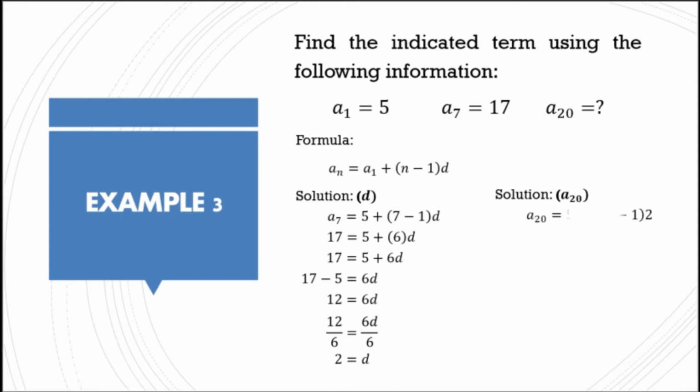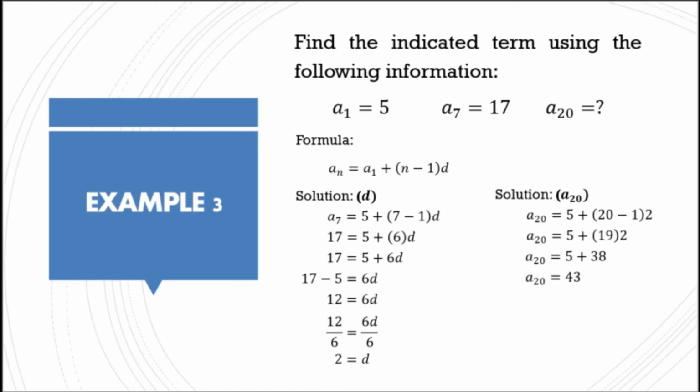Using the same formula, we have a sub 20 equals 5, the value of the first term, plus n, which is 20, minus 1 multiplied to 2, the value of the common difference. 20 minus 1 is equal to 19, and 19 multiplied to 2 is equal to 38. We now have 5 plus 38, which is equal to 43. Therefore, the value of a sub 20 is equal to 43.